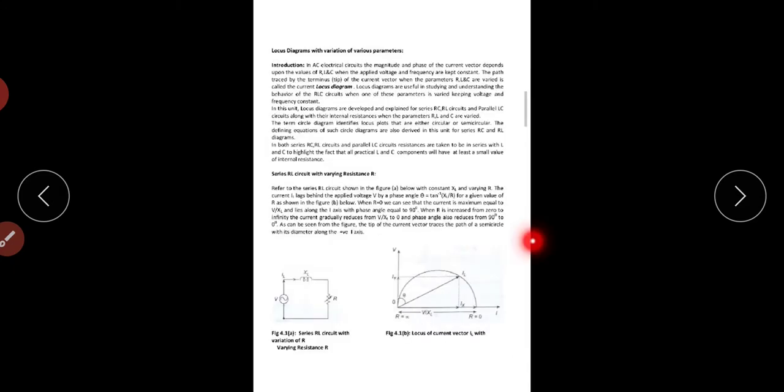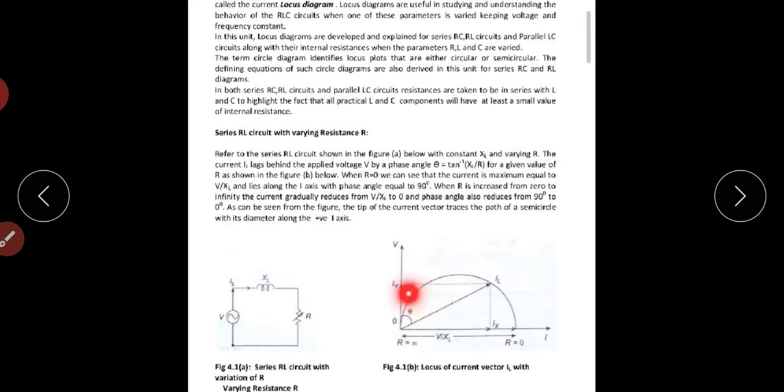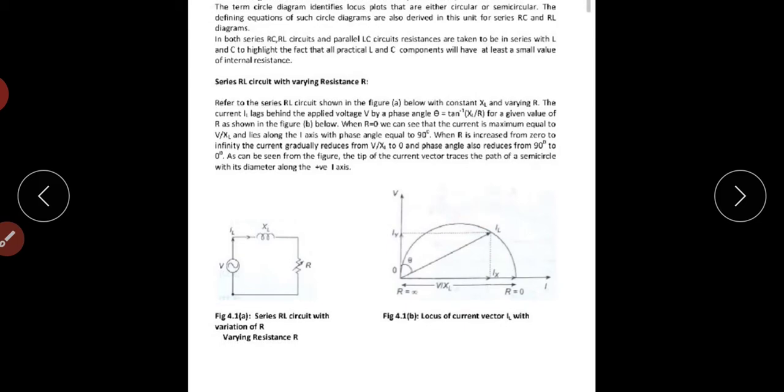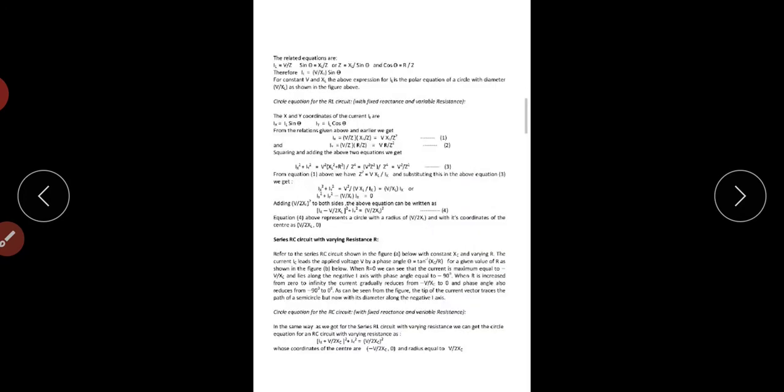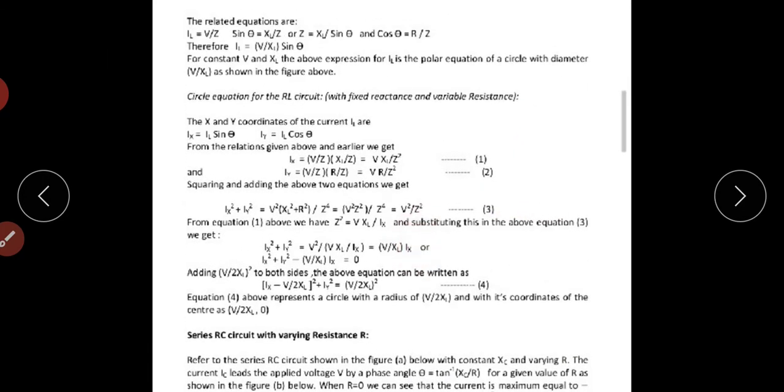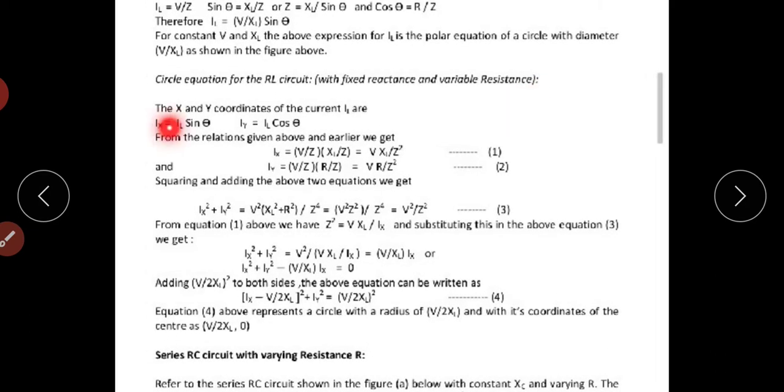Here this is the angle theta. By applying cos theta, we get cos theta equals Iy by IL, so Iy equals IL into cos theta. This other angle is 90 minus theta. So Ix equals IL into sin theta and Iy equals IL into cos theta.